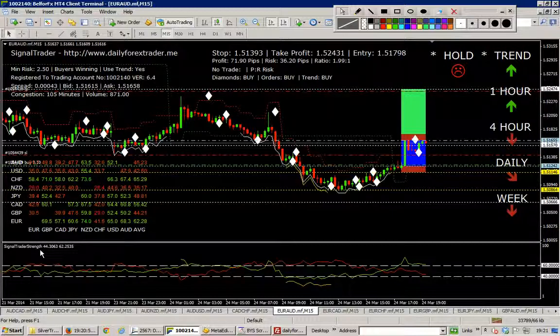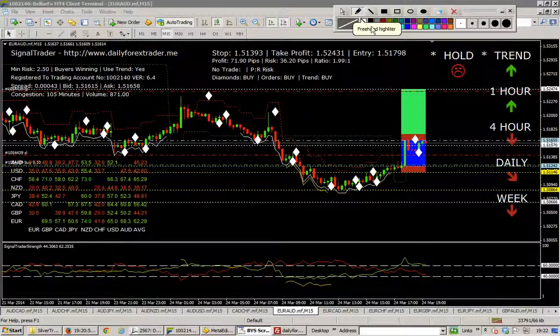Now this is a real live trade. This is actually placed by the robot. Those of you who've been following SignalTrader, it's now got a robot mode, and so orders are automatically placed when it sees this sort of trade setup. Now let's just go through the trade setup the robot's seen.